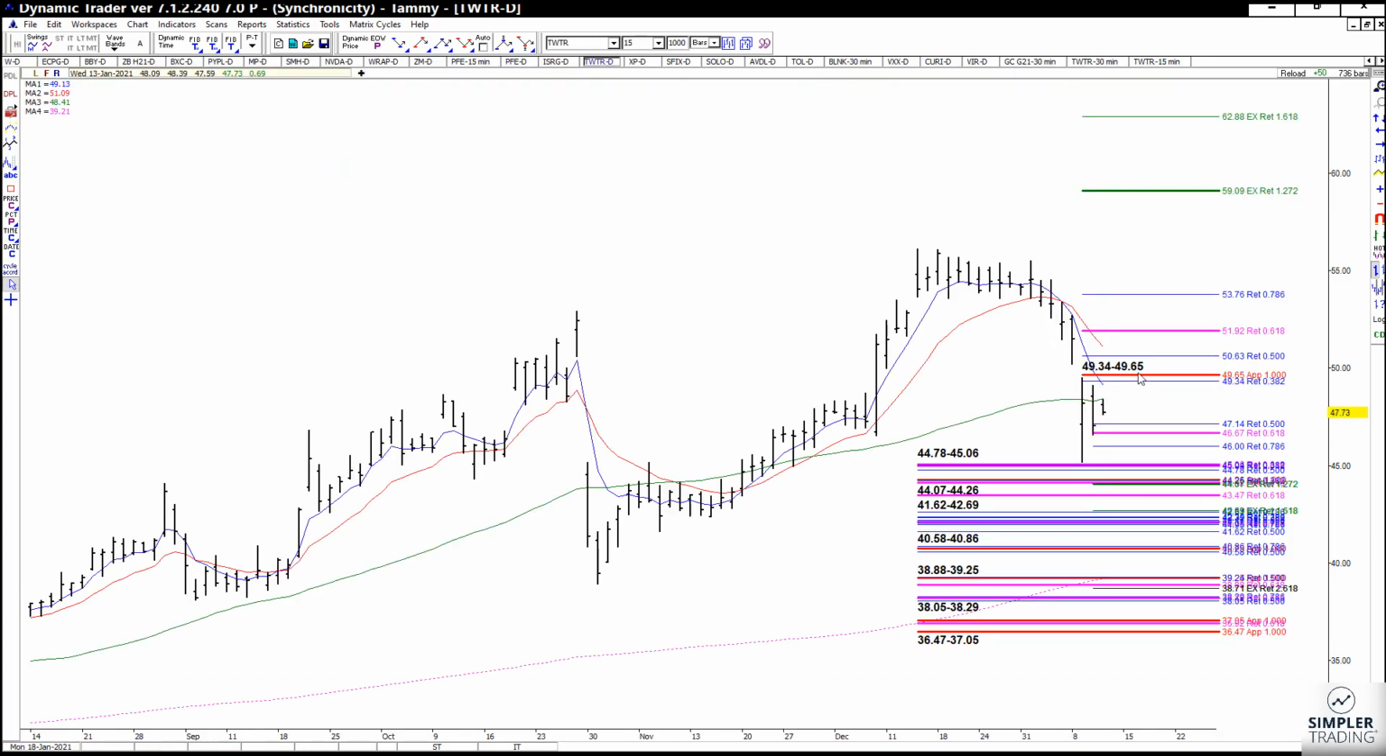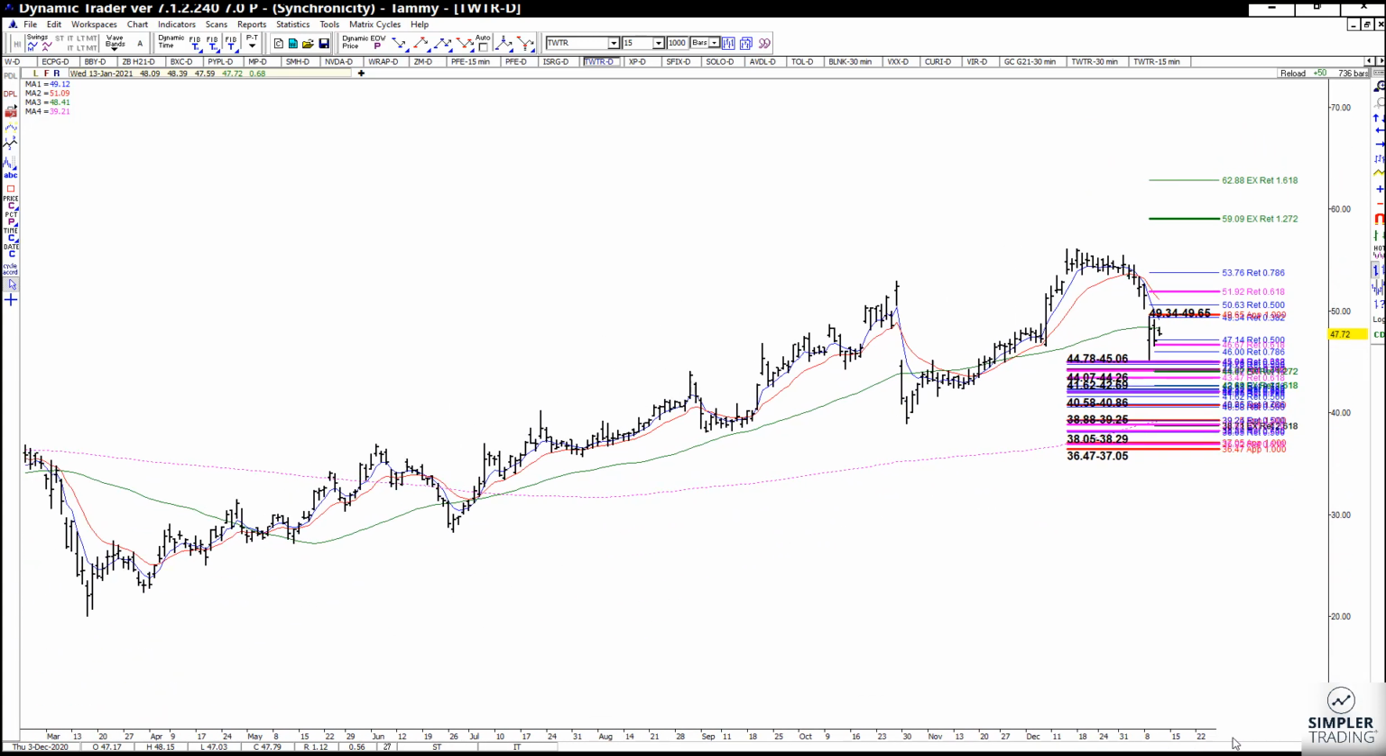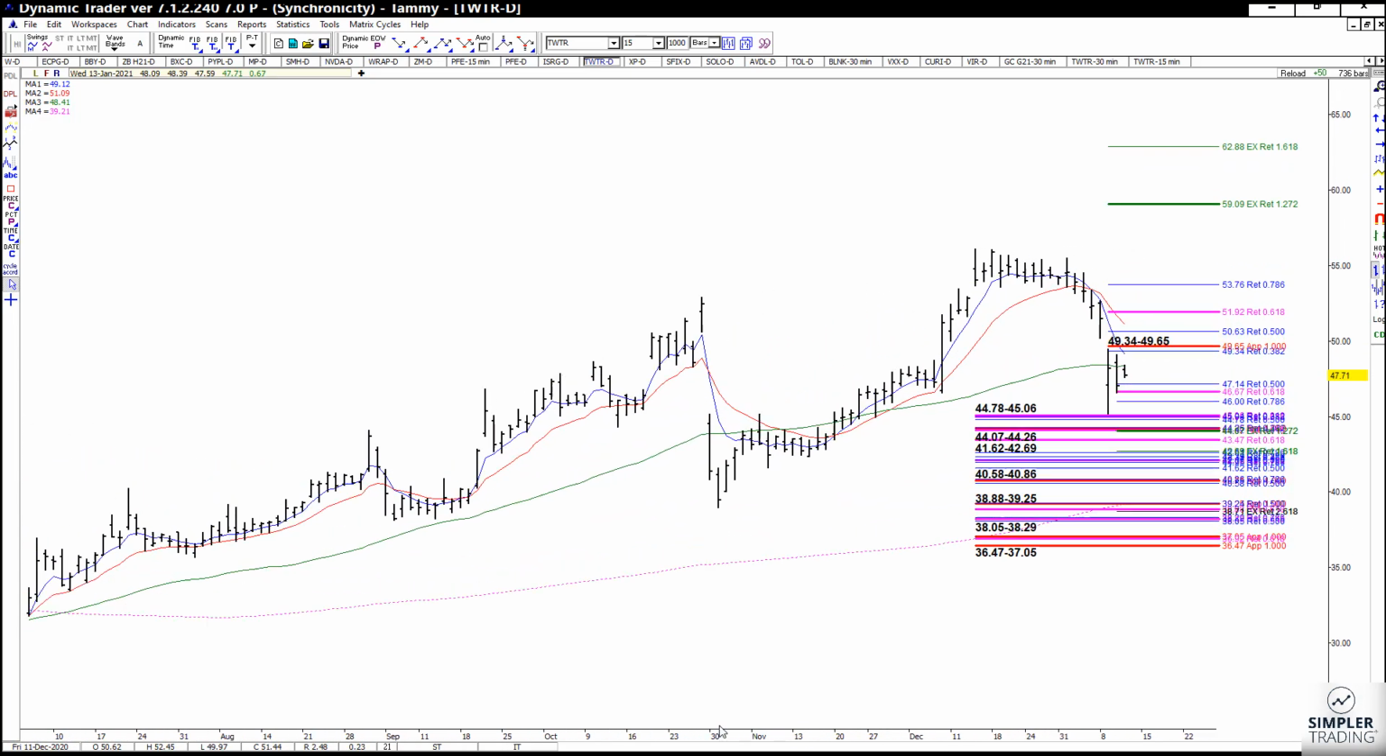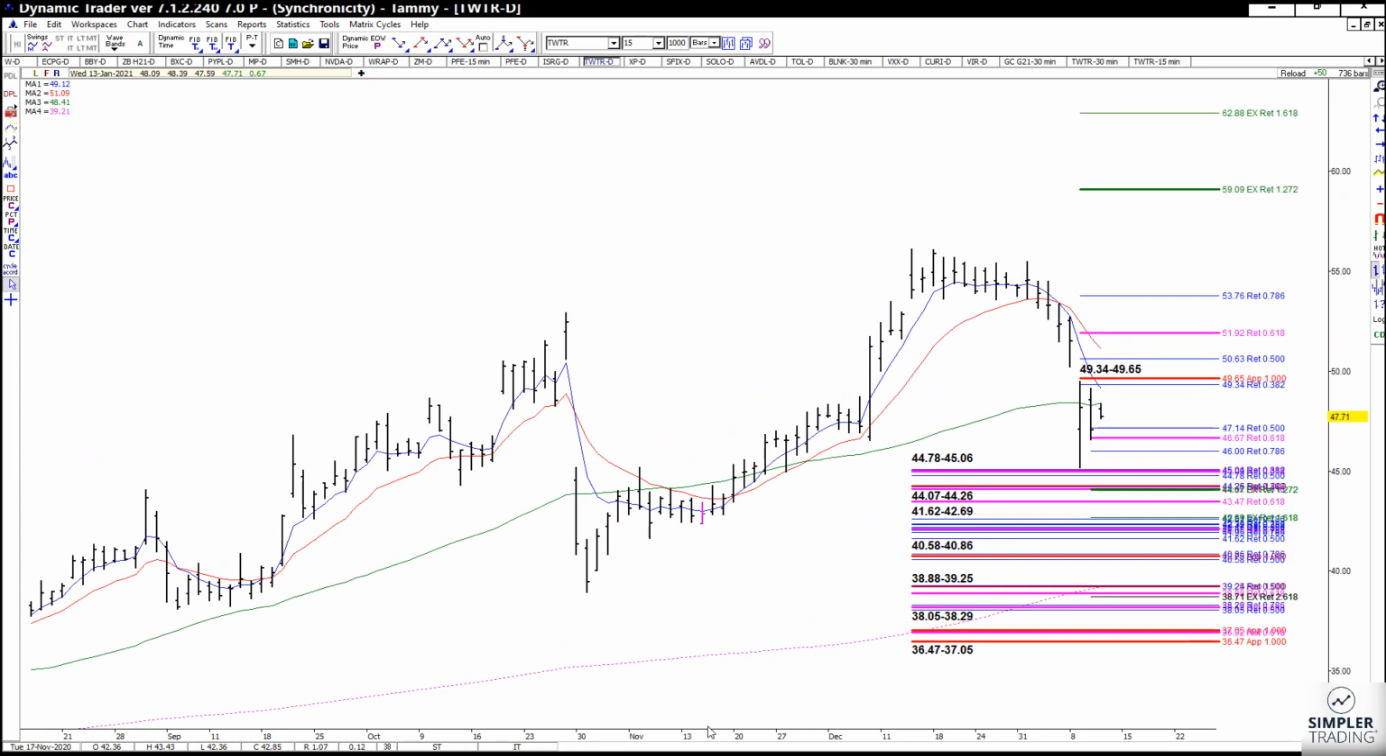49.34 to 49.65. So if you are bearish Twitter, you could use that as your zone of risk. If you are bullish Twitter, you're going to have a lot of zones of risk on the way down, because I did go back and look at this entire swing here. I looked at that entire swing as far as symmetry, and as far as retracements. So you're going to have a lot of zones of support here, and you're just going to have to figure out which one of them you want to use as your risk.